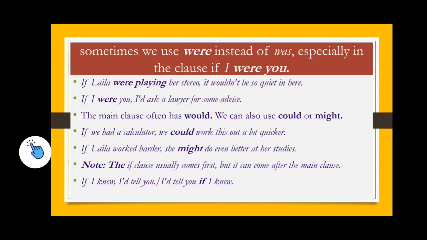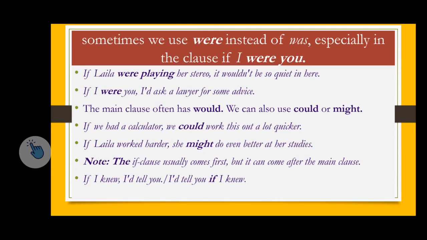We have some examples. Let me first of all zoom in a little bit. Now, if Layla were playing her stereo, it wouldn't be so quiet in here. Here we have this if clause, and here we have this result clause. In the if clause, even though Layla is a singular subject, we are using were. Why are we using were? Because we are just imagining, and the situation is unreal. So if Layla were playing her stereo, is Layla playing her stereo right now? Not at all.